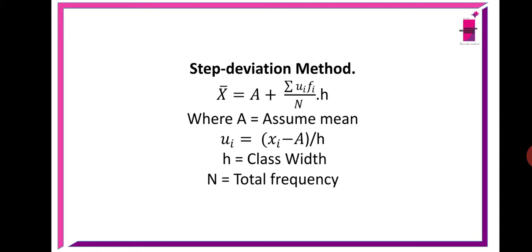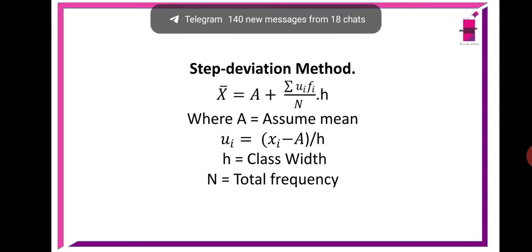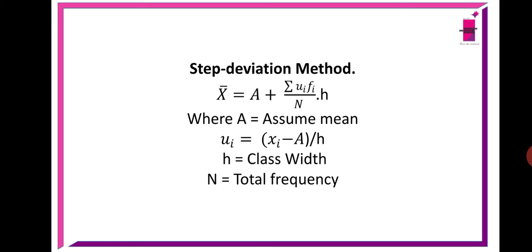Whichever method you use, the result will be the same, but the way of calculation gets reduced. So this is the step deviation method. In the step deviation method, mean equals A plus sigma uᵢfᵢ by sigma N, into h. Here A is the assumed mean, uᵢ is nothing but d by h. You know that d is xᵢ minus A, so we are dividing by h, where h is the class width and N is the total frequency.